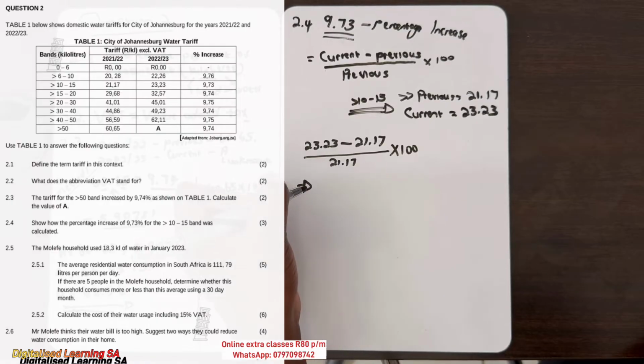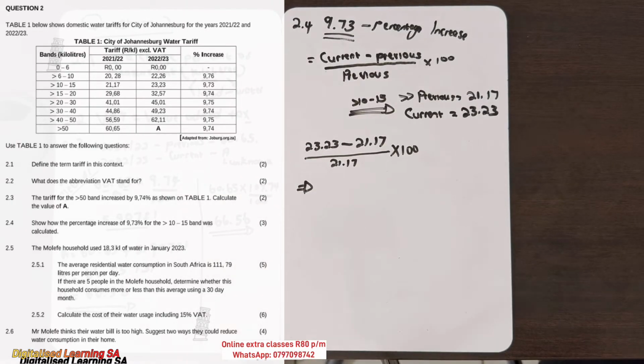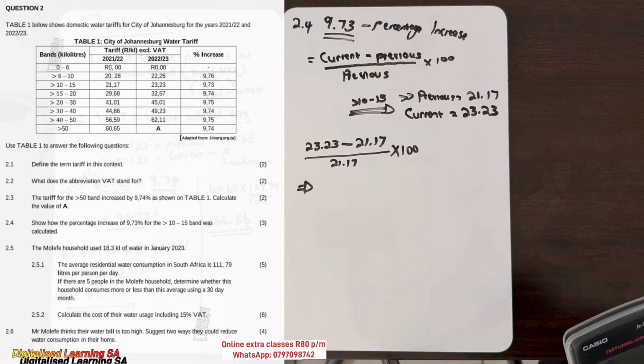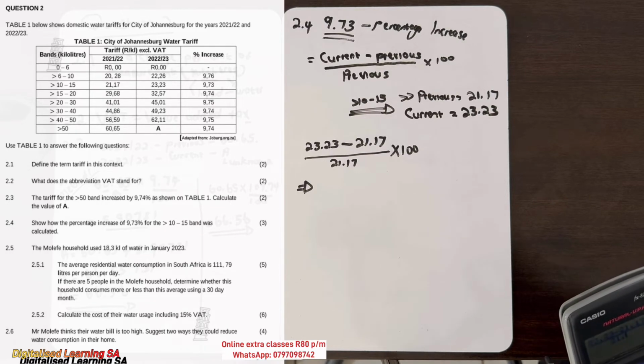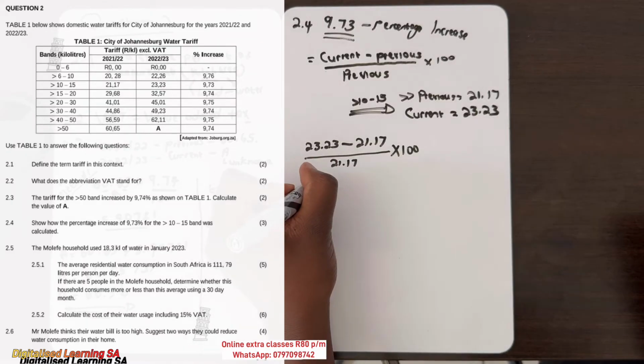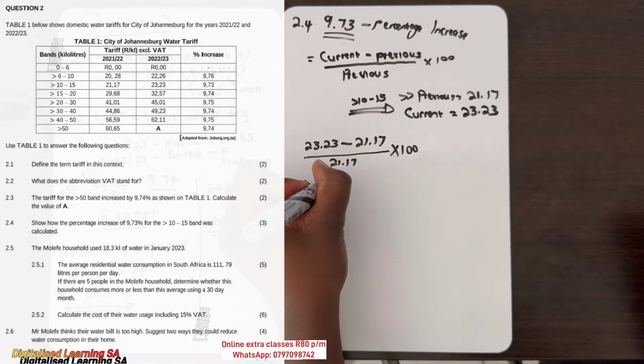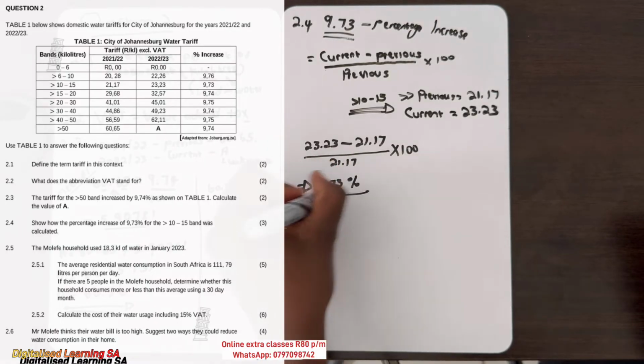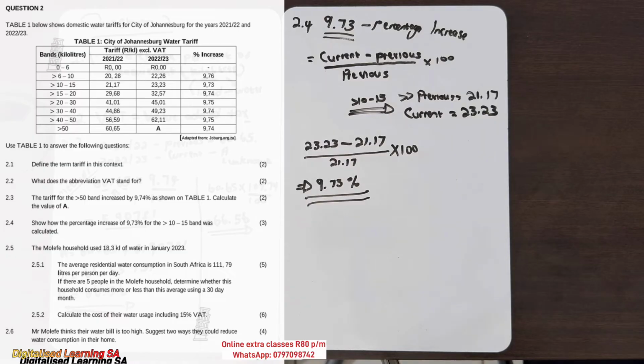So this will give us our percentage increase. Let's quickly plug that on our calculator. It's 23.23 minus 21.17 divided by 21.17 multiplied by 100. We get 9.73%. We round it off to 2 decimal places.